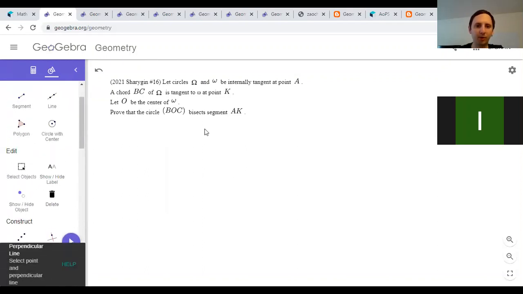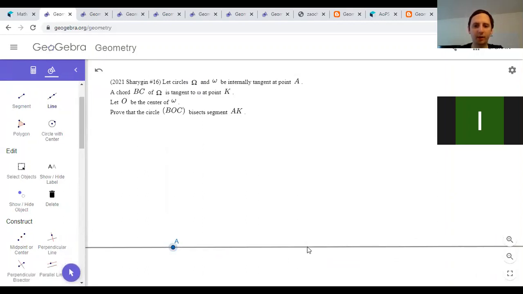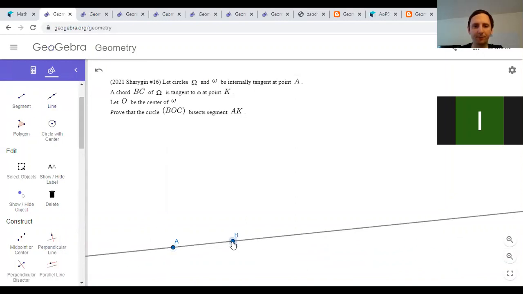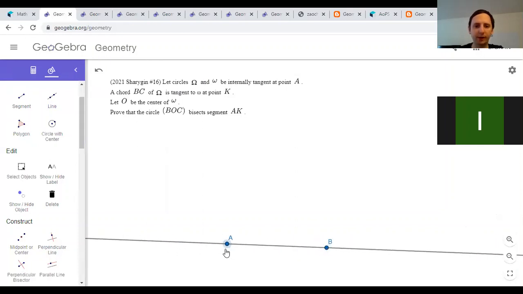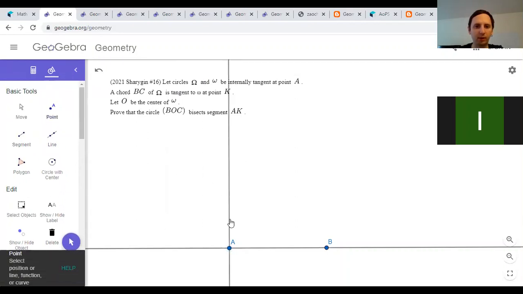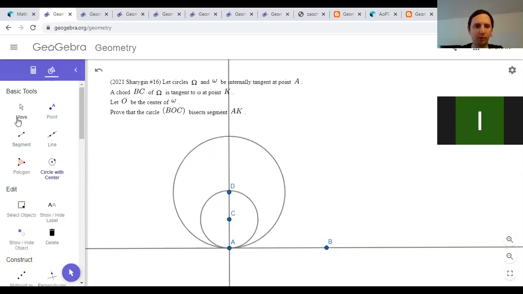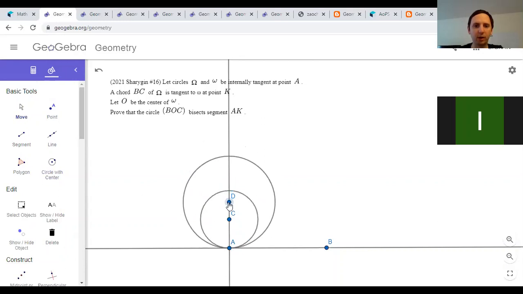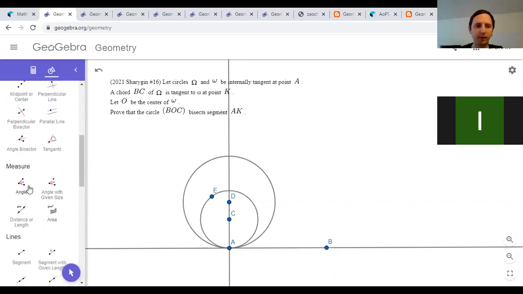So we have 2 circles that are internally tangent. This is usually how I draw it. I draw a line, and then they're internally tangent at A. So let me do it like this, something like this. Those 2 circles are internally tangent. And then we have a chord of one that's tangent to the other. So I'm going to change the names of all these points in just a second.